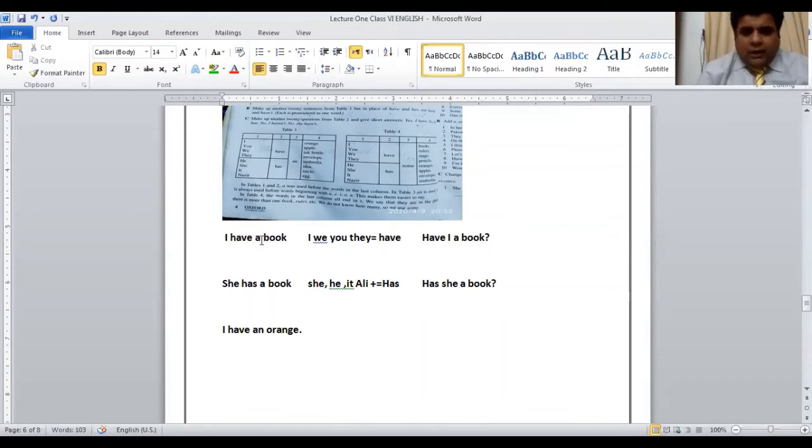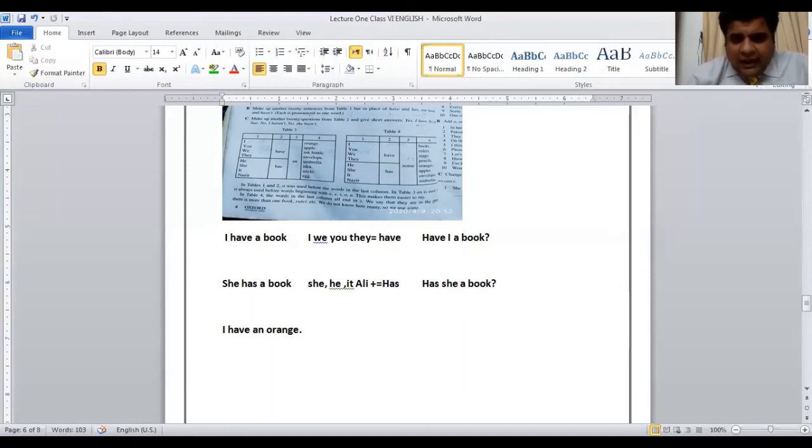So we put "a", but o is a vowel. How many vowels do we have, students? 5 vowels: a, e, i, o, and u. We have 5 vowels, and the rest, 21, are consonants. So the words which start with consonants take the article "a", and the words which start with a, e, i, o, u, the vowels, we put "an" before them. A and an are both articles. So, "I have an orange."